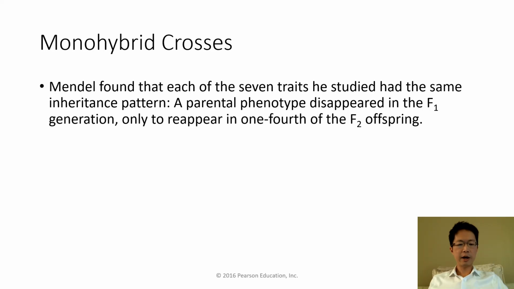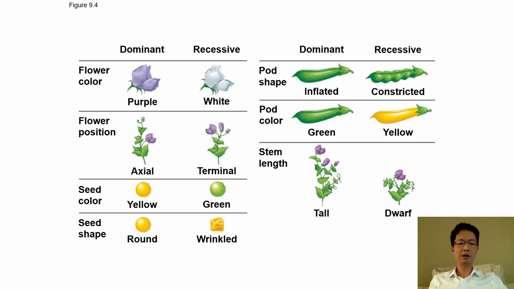So yes, Mendel actually studied all 7 traits one by one, and he got the same inheritance pattern. It's like they all follow the same rule. The parental phenotype disappears in the F1 generation and then reappears in 1/4 of the F2 offspring. So it's all the same. All 7 traits follow the same genetic rule. So this is a review.